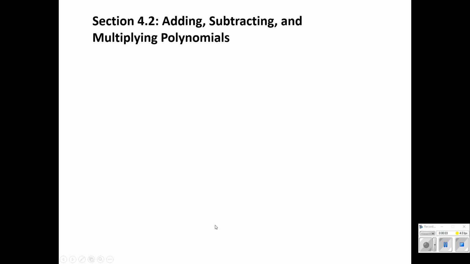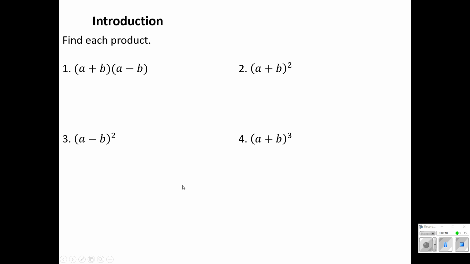Welcome to Algebra 2. We've got section 4.2 today, adding, subtracting, and multiplying polynomials. All right, for our introduction, we are going to find each product. Remember, the product is the result of multiplication. So this is a review of skills that we should know already.